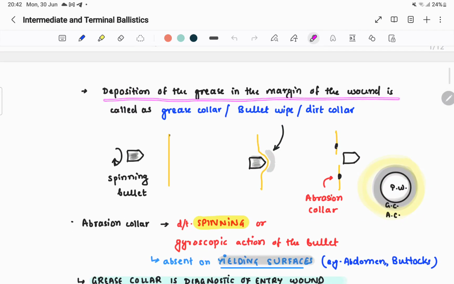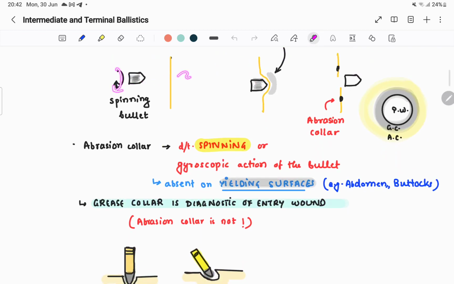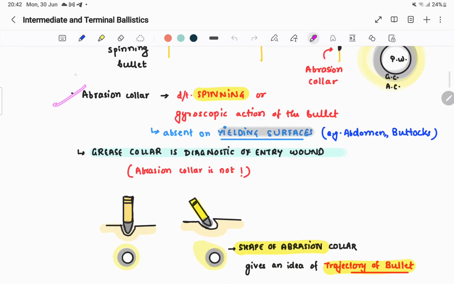Deposition of grease in the margin of the wound is called grease collar, bullet wipe or dirt collar. Due to the spinning bullet, deposition like this. So this is a puncture wound, PW. This is a grease collar and this one is the abrasion collar. Abrasion collar is due to the spinning or gyroscopic action of the bullet.